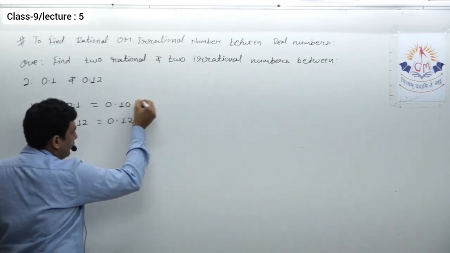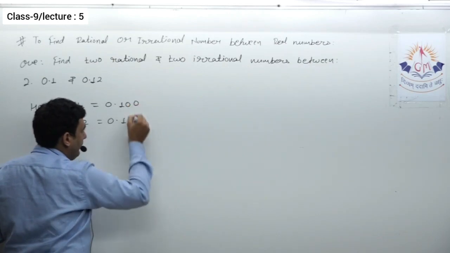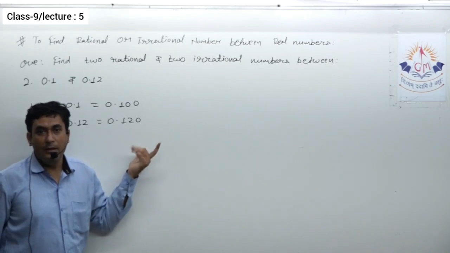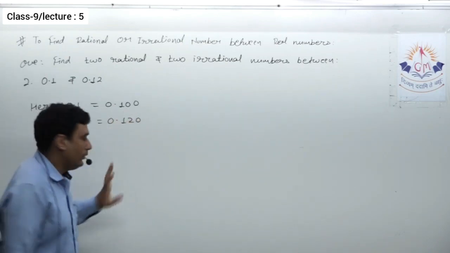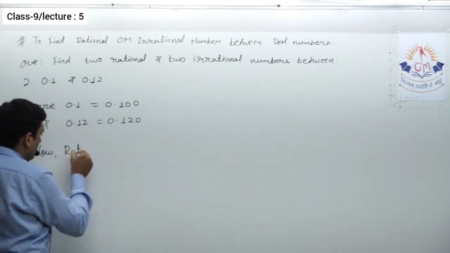So it was not possible to find any other number between 10 and 12, so I made it in this way. That means I took 3 digits after the decimal in both. Now this is 0.100, this is 0.120. Now rational numbers.